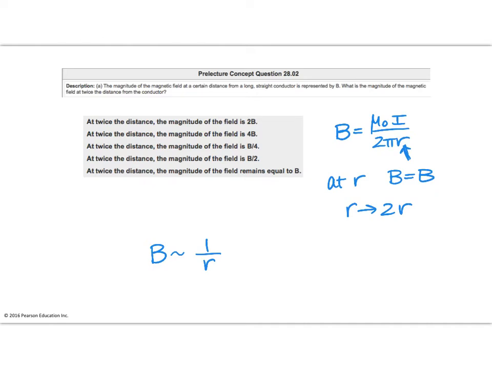And so based on that fact, I would select that at twice the distance, the magnetic field would be B over 2, because as we get further away, it's going to get weaker, and it'll be by the same factor as the increase in r.